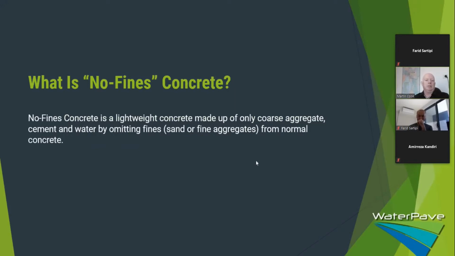No fines concrete is a lightweight concrete made up of only coarse aggregates, cement and water. By omitting the fines out of a normal ready-mix concrete, you produce a no fines permeable concrete. That's pretty basic. There's only 3 elements to no fines concrete and permeable concrete: cement, aggregate, and water.